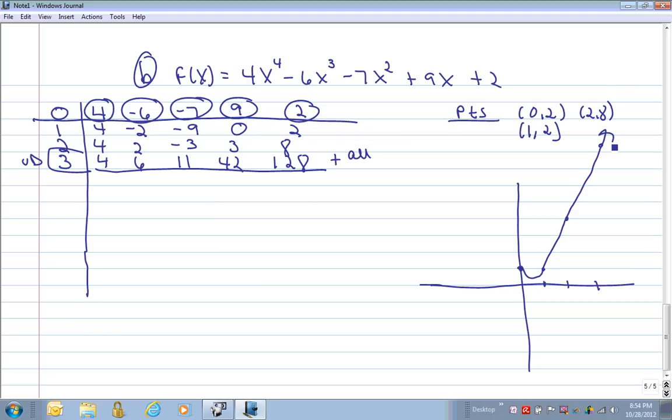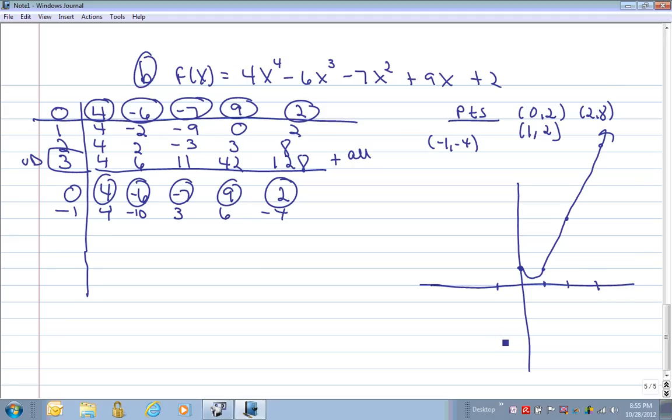All right, let's keep going and do our lower bound. So I'm going to start over with the 0, the 4, the -6, the -7, the 9, and the 2. And we'll do -1. All right, -1, bring down the 4. -1 times 4 is -4, and -6 is -10. That would make a +10, and a -7 would be a +3. That'd make a -3 and a 9 would be a +6. That'd make a -6 and a 2. That'd be a -4. So we have an ordered pair at -1, -4. So at -1, we're down here at -4.